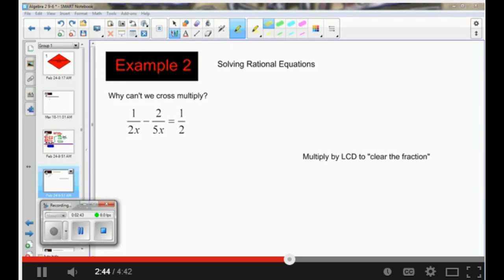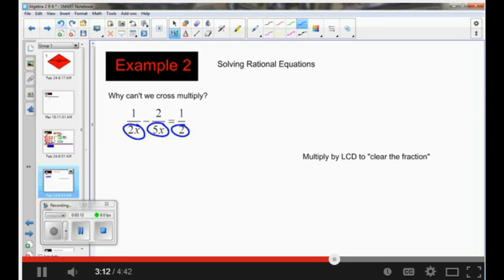Okay, in example 2, a second technique we're going to look at for solving a rational equation involves using what we call a least common denominator to clear the fraction. We can't cross multiply here because we have on the left side two different expressions and then also one on the right hand side. So what we're going to do is pick out what our least common denominator would be. Well, from here I've got a 2x, from here I've got a 5x, and from here I got a 2. So what's a common number?